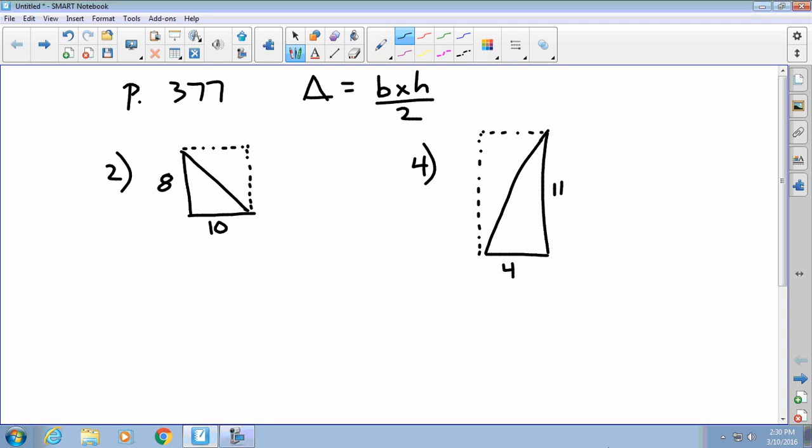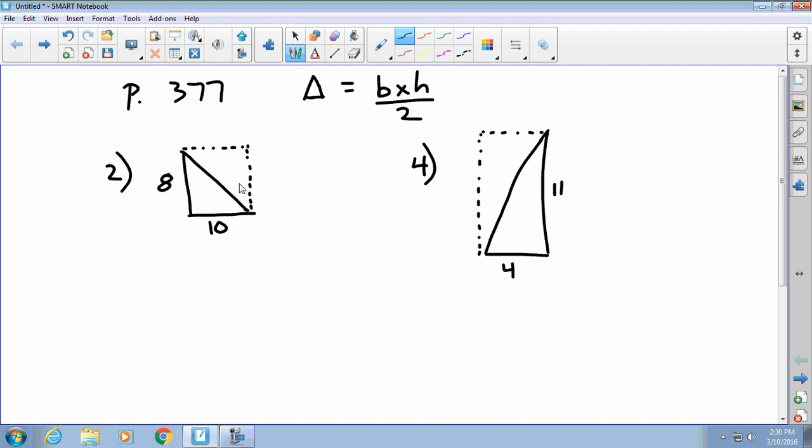We are on page 377, and we are now dealing with triangle area. The formula for triangle area is base times height divided by 2. And for these triangle problems that we're going to be doing, they're very similar to the parallelogram and rectangle and square problems. We're going to do base times height.